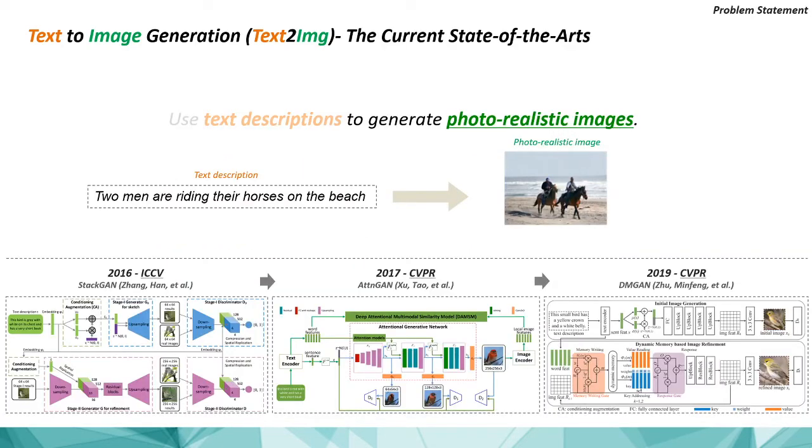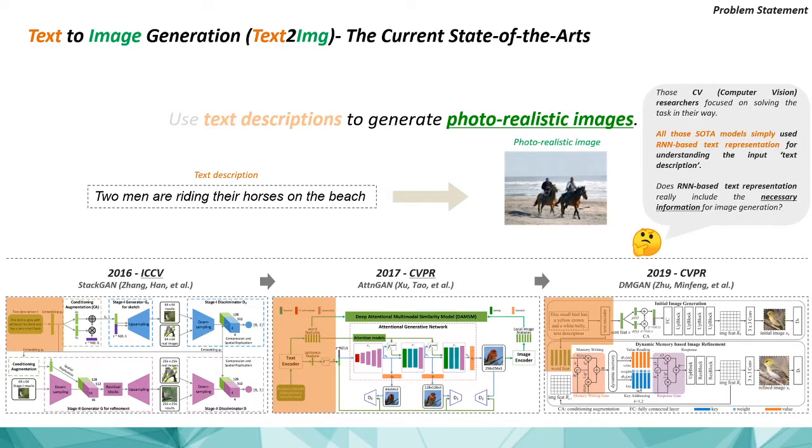Based on our literature review, all previous state-of-the-art SOTA models tend to ignore the importance of the text input, but focus more on the image generation side, like how to generate images in a more realistic way. As you can see follows, those computer vision researchers focus on solving the task in their way. All those SOTA models simply use RNN-based text representation for understanding the input text description.